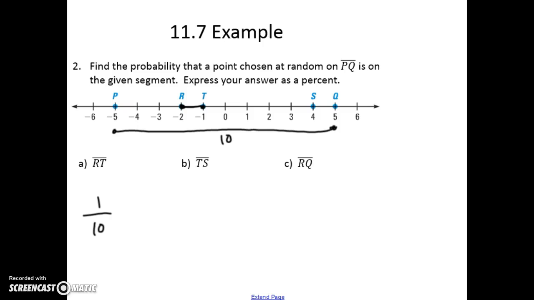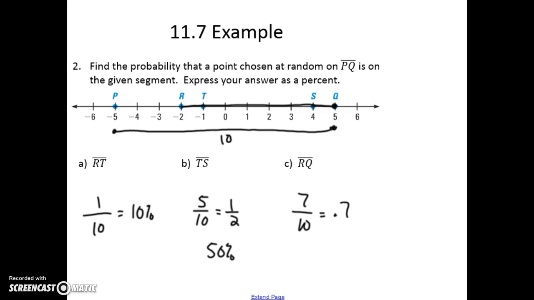RT is just 1, so that'd be 1/10, which is 10%. If I skip to TS, that's a distance of 5, so it'd be 5 over 10, which is 1/2, or 50%. And then RQ would be a distance of 7, so 7 over 10, which is 0.7, or 70%.